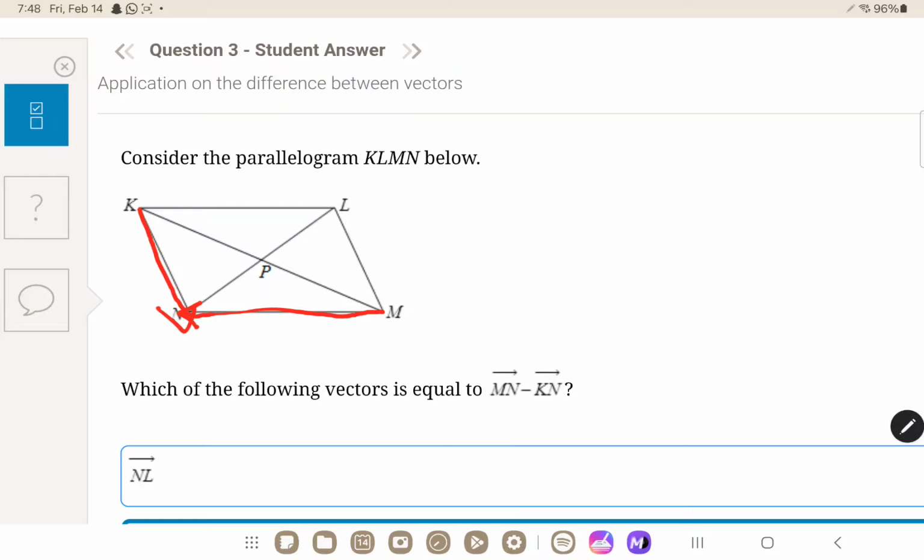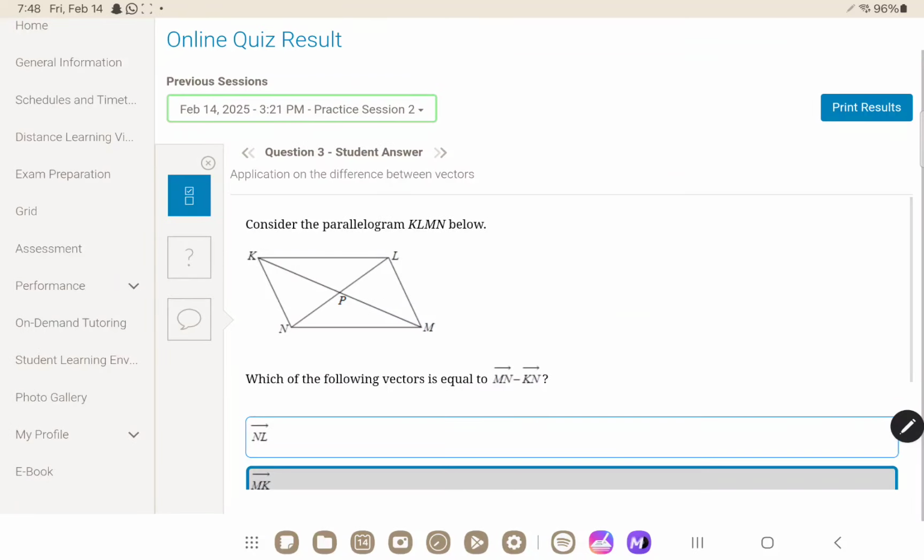Once you remove these two vectors, you're just going to be left with what connects them. This is your resultant. So you're going to be left with MK, because when you remove these two, this is the only way you can get from M to K. It's like you're removing the N from both of them. So yeah. Now next question.